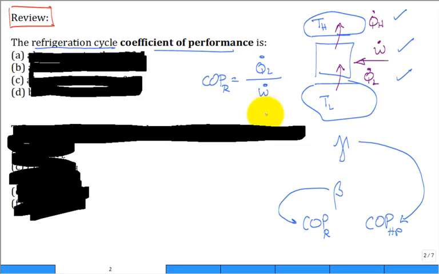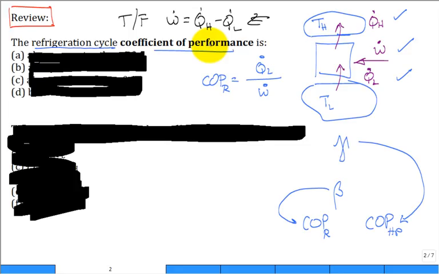Some people jumped the gun and they said that W dot is equal to Q dot H minus Q dot L. Where did this come from? Is that true? Is this true or false? True or false? Is W dot equal to Q dot H minus Q dot L? True. And then, if it's true, how did you get it?